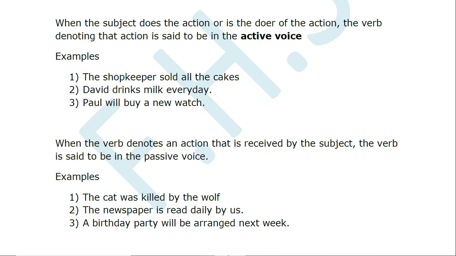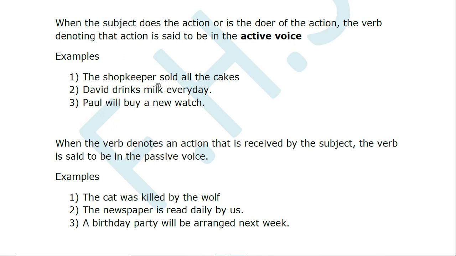When the subject does the action or is the doer of the action, the verb denoting the action is said to be in the active voice. So just what I told you. The shopkeeper sold all the cakes. Now what is the action here? Sold. Who sold? Shopkeeper. So you see this word, the person doing the action is before the action, so it is active.